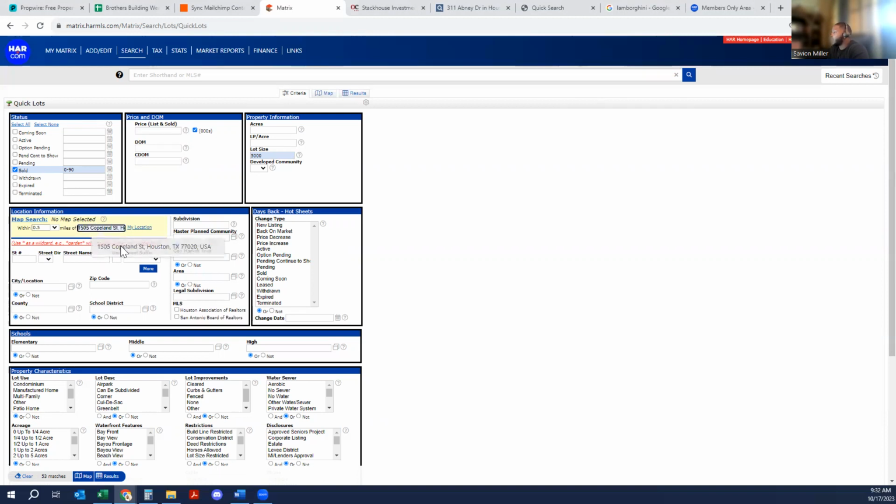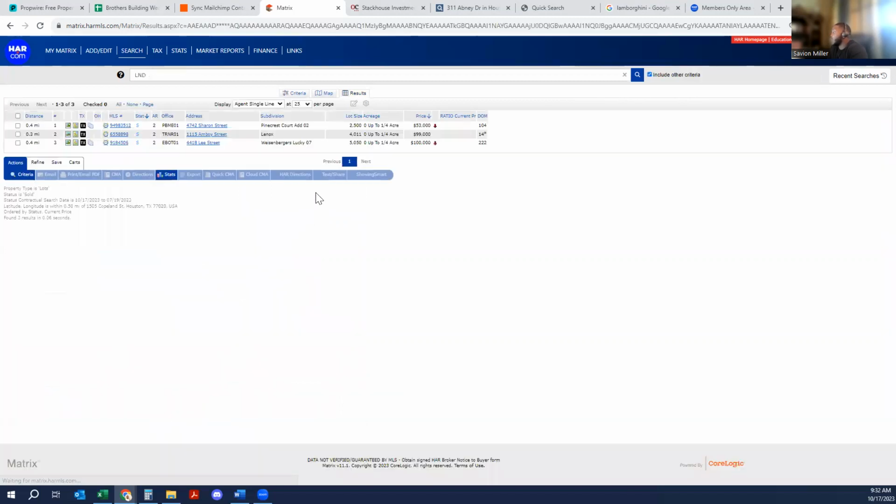We'll go 15 Copeland Street. Let me see, Houston. All right, so boom, we'll go Copeland. So 0 sold. We'll see if we can take it's okay, so 3 sold. And these are lots, right? So we're looking at lots. Okay, so this is 2,500 sold for 53, a 5,000 square foot lot sold for 100, and we'll go on the map.